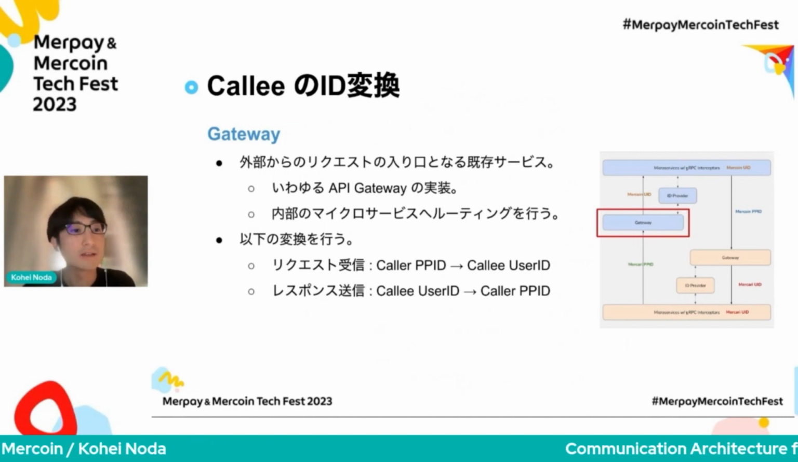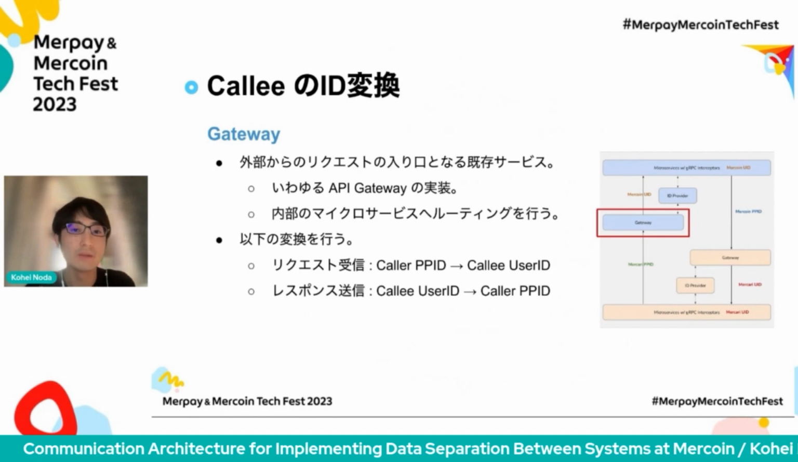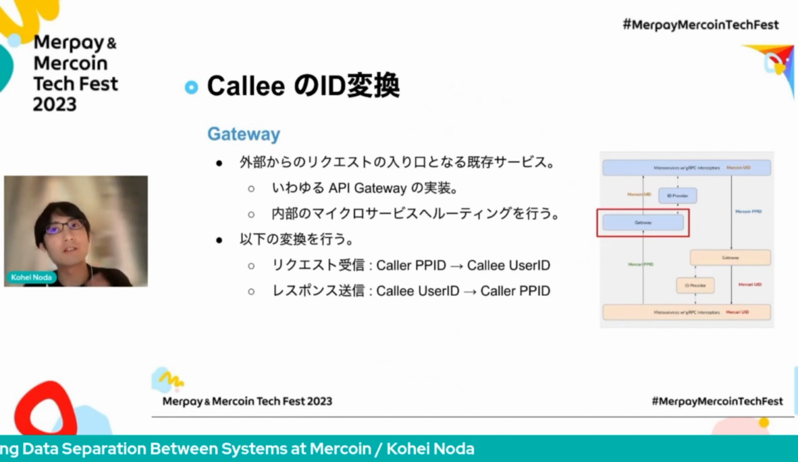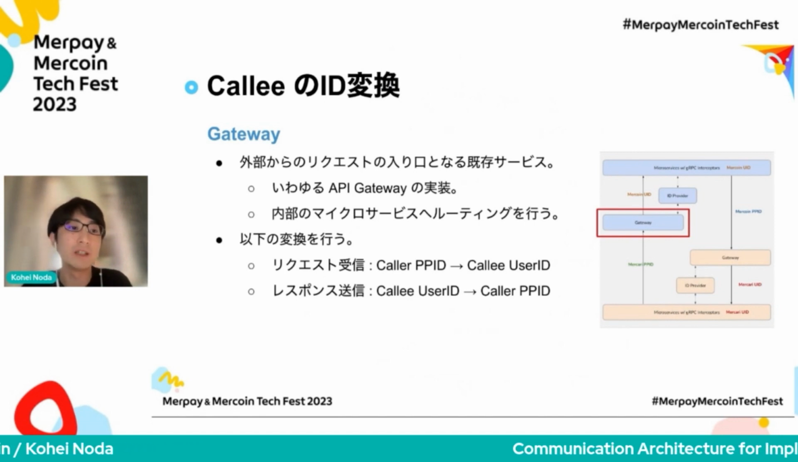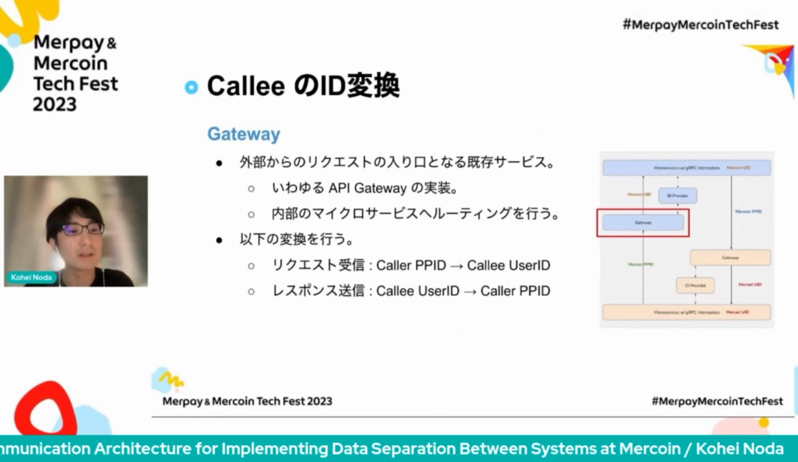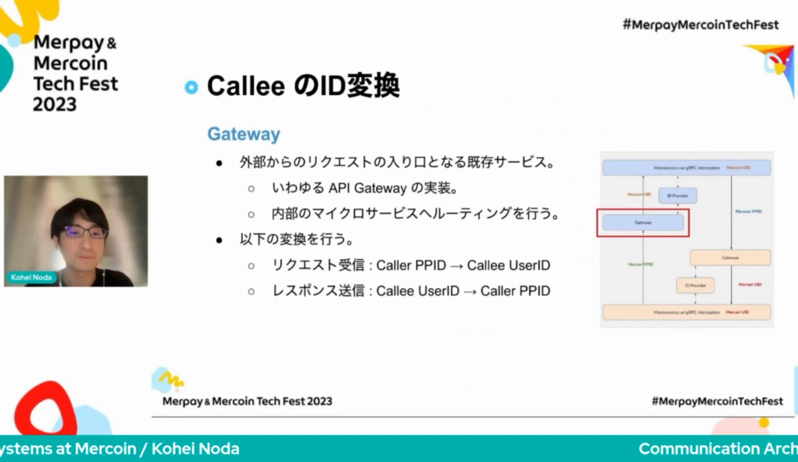For callee, conversion is done at the gateway, which is already used a lot within Mercari. So gateway handles the traffic from outside, from the internet or the customers of the app. So the requests come from a customer's apps, and this gateway handles such traffic. So it's similar to what we call an API gateway, which is the entry point for routing to microservices.